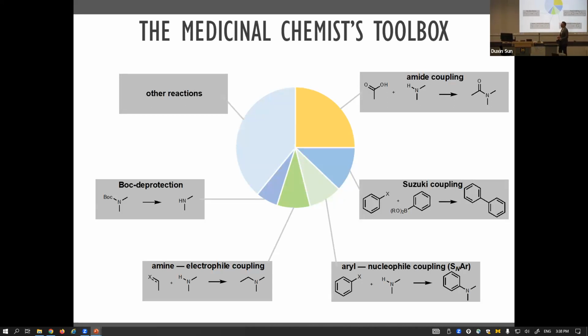preparations. What you'll find is that in this $1 trillion pharmaceutical industry, we gravitate towards a small subset of chemical transformations or chemical reactions. The amide coupling is the top of the list. So that takes 1/4 of the pie.